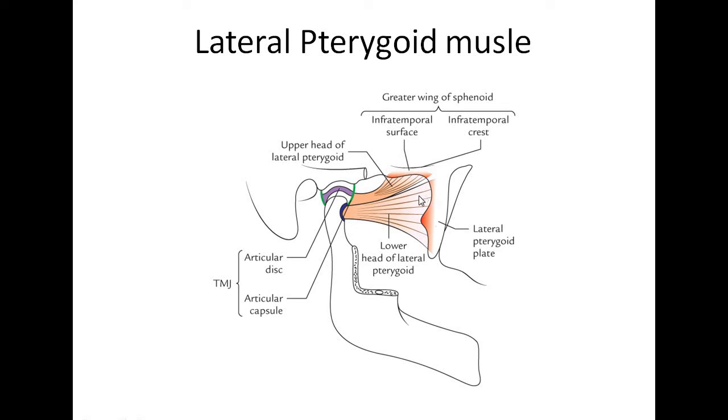The fibers will pass backward and laterally. The upper head is inserted at the fibrous capsule and the intra-articular disc, whereas the lower head will form a tendon going to be inserted at the pterygoid fovea, which is the anterior aspect of the head of mandible.